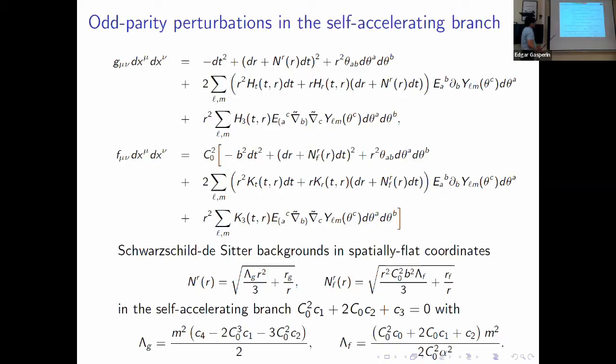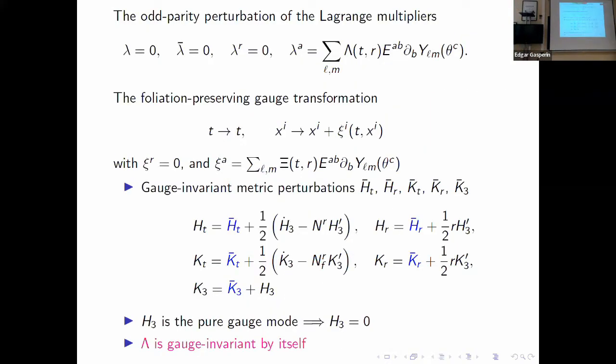We make a similar decomposition over the other sector. On the background, we assume the Schwarzschild solution, which I have already explained. Also, we need to consider perturbation over the Lagrange multiplier. Basically, there are five perturbations in the Lagrange multiplier, but one belongs to the odd-parity sector and four belong to the even-parity sector. So here is a symbol which denotes the perturbation over the Lagrange multiplier.